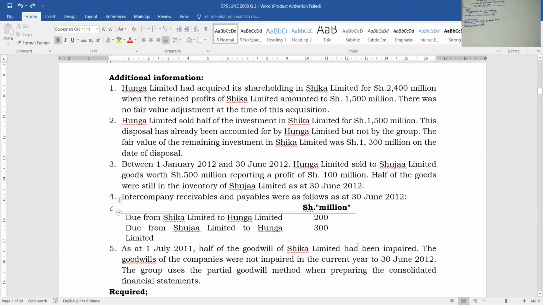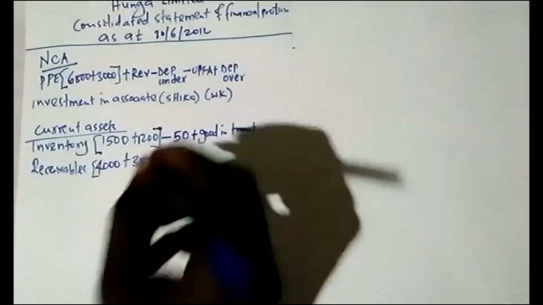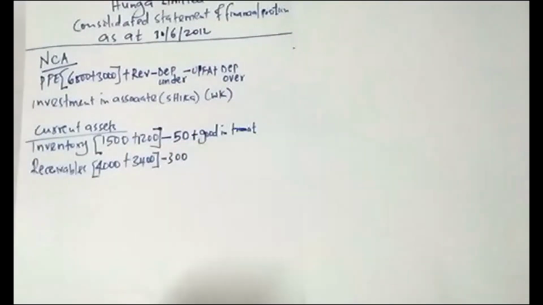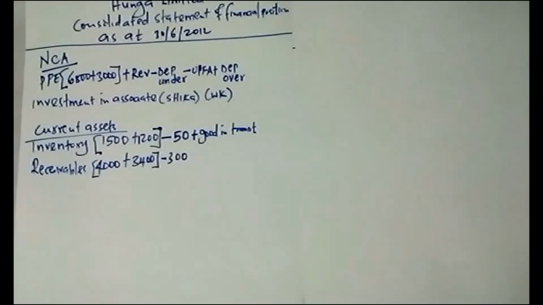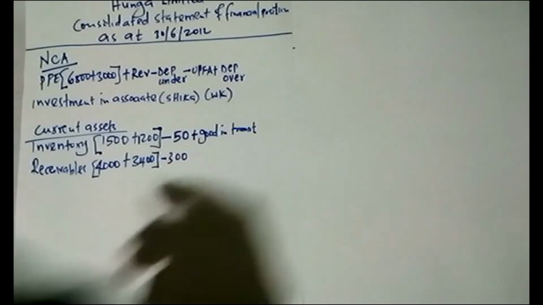So if you go to note 4, there was an amount which was due from Shika to Unga, but now Shika, we know it's an associate by the end of the year. So I will consider the amount due from Shuja to Unga, the 300. So I will subtract under these receivables. Then when I will be doing my trade payables, again, I will subtract. Which means that I could have debited under trade payables and credited under trade receivables.